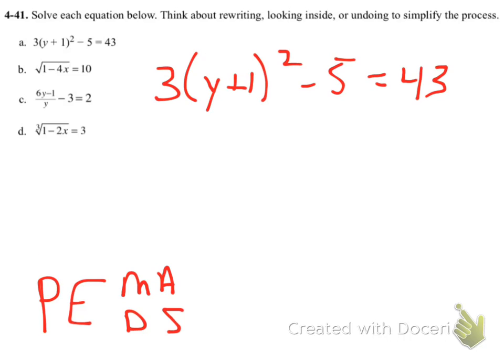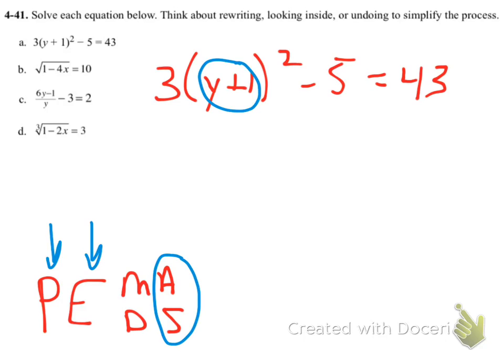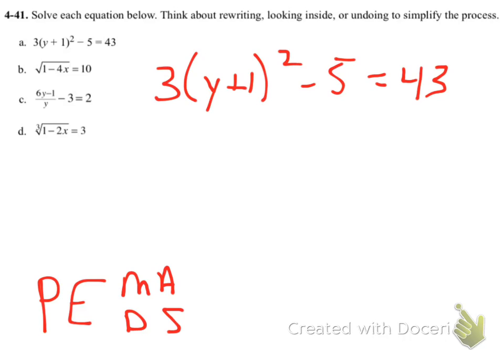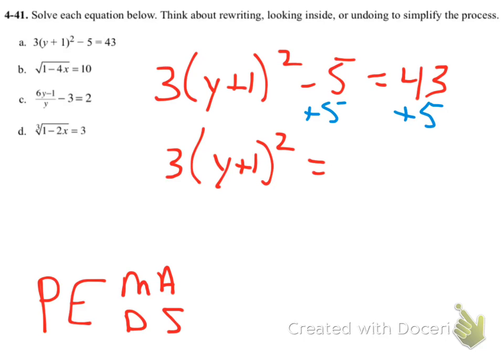So what that means is I want to get rid of anything that's being added or subtracted from the y. Well, here's y, there's a 1 being added to it, but that's inside of the parentheses and also has an exponent on it, so I'm not going to do that first. The 3 is multiplying it, so I'm not going to do that first. So on this problem, the first thing I'm going to do is get rid of the negative 5. To undo that, I add 5 to both sides. So I have 3 times (y plus 1) squared equals 48.